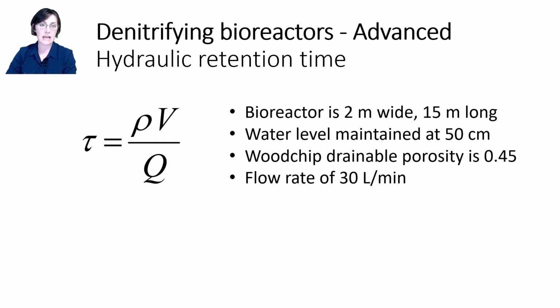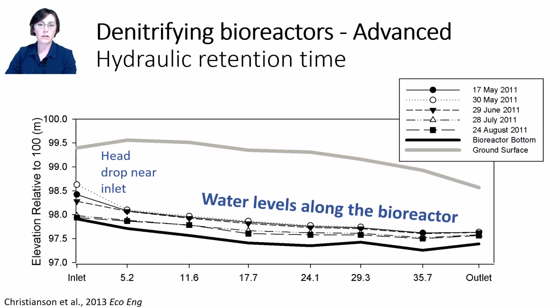So let's do an example. Say we have a bioreactor that's 2 meters wide and 15 meters long, and I know that I'm managing the water level inside at about half a meter. I happen to know the wood chip drainable porosity is 45%, and today my flow rate is 30 liters per minute. One note about the water level, I'm assuming this water level in the entire bioreactor for this example.